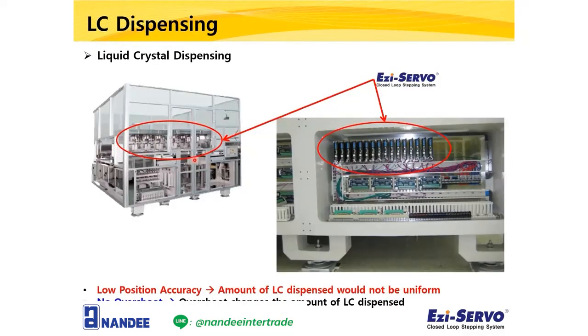This is the actual liquid crystal dispensing machine. It took a year to get an opportunity to test the Easy Servo, but after the engineers actually tested the Easy Servo, the AC servo on the entire machine could be replaced with the Easy Servo at once. You can see the Easy Servo is installed here.